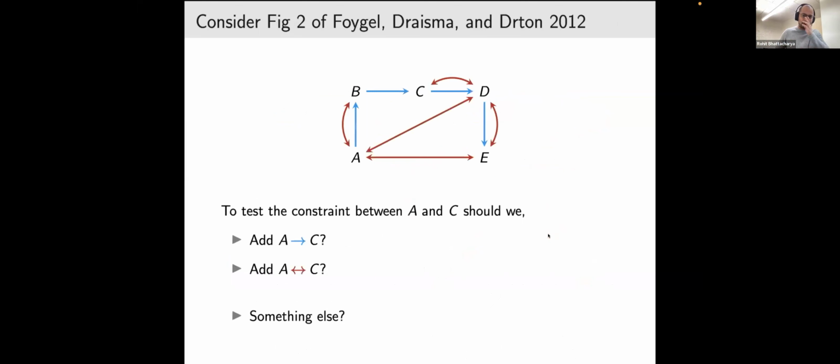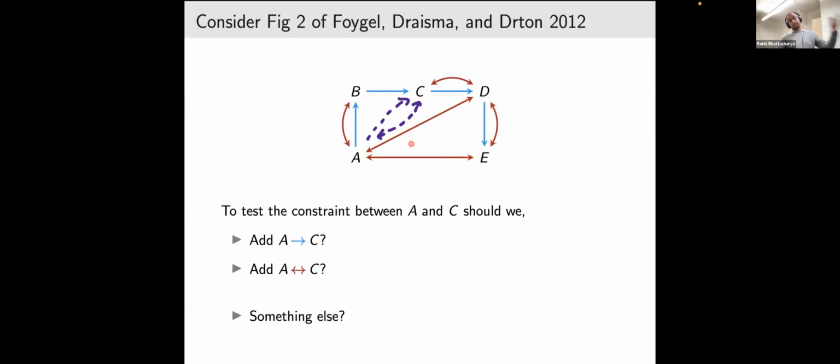But here's a case in which I think it's less rare. This turns out to be an HTC identifiable graph, and there's a missing edge between A and C. There turns out to be a constraint between A and C. It's just an ordinary conditional independence constraint in this case, actually. And then you can ask the same question: do I add an A to C edge, or do I add an A bidirected C edge?